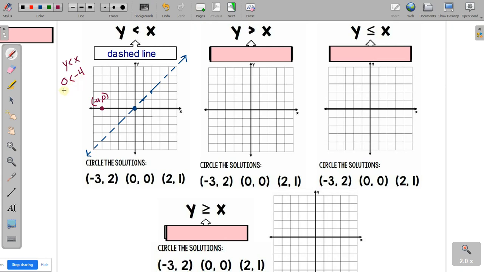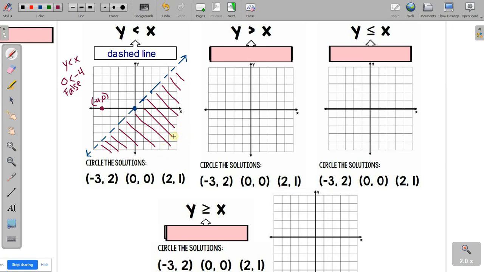Now, is this a true statement or a false statement? Your inequality is supposed to be the larger number. Here, negative 4 is smaller than 0, so this is a false statement. So we are going to shade the other side, where it's not. It's helpful to have a color pencil to color this whole side in.